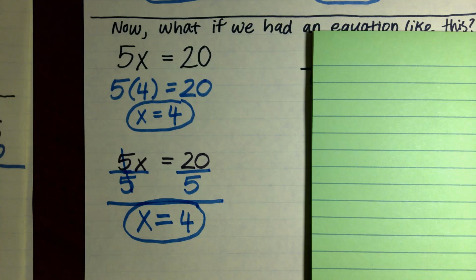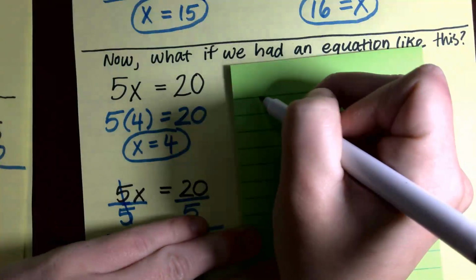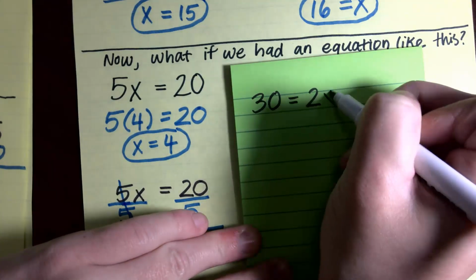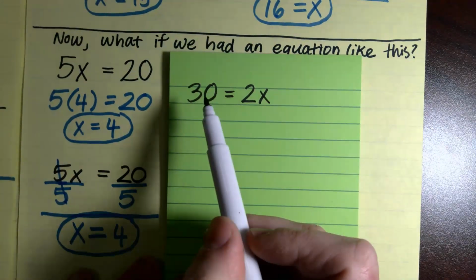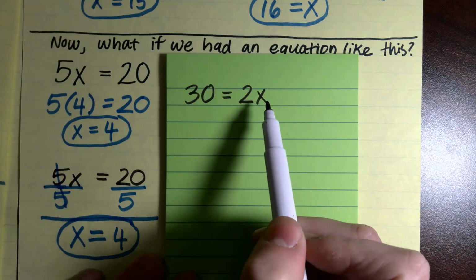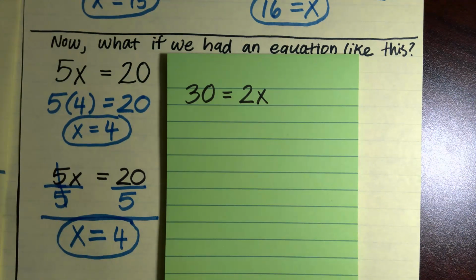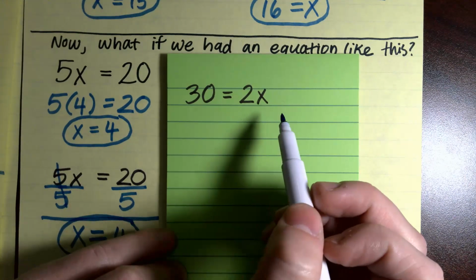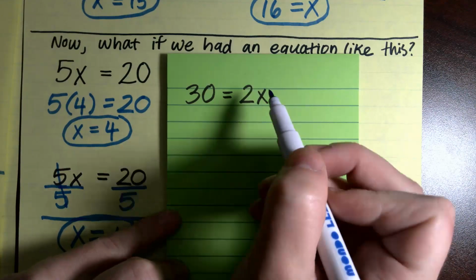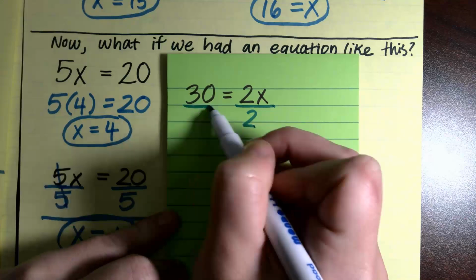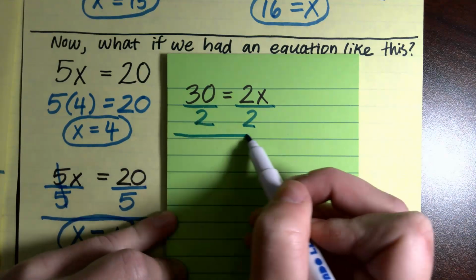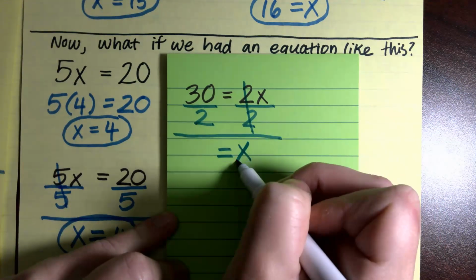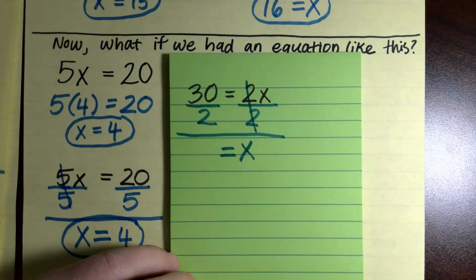Let's do 30 equals 2x. Okay, so we have 30 is equal to 2 times x. To get rid of the 2, what am I going to have to do? Yeah, we're doing multiplication here, 2 times x. The opposite of multiplication is division. So we're going to divide by 2 on both sides. My 2s are going to cancel. So now I'm going to have a number equals x. What is 30 divided by 2?